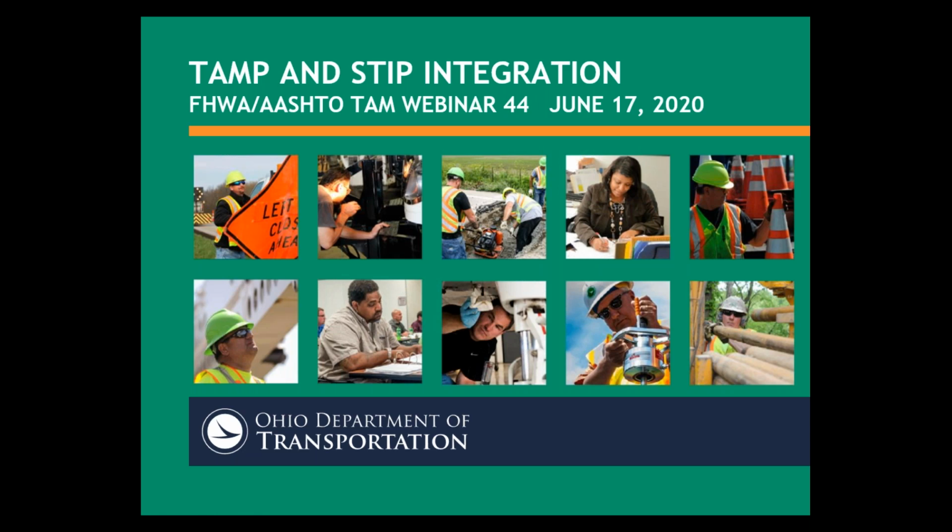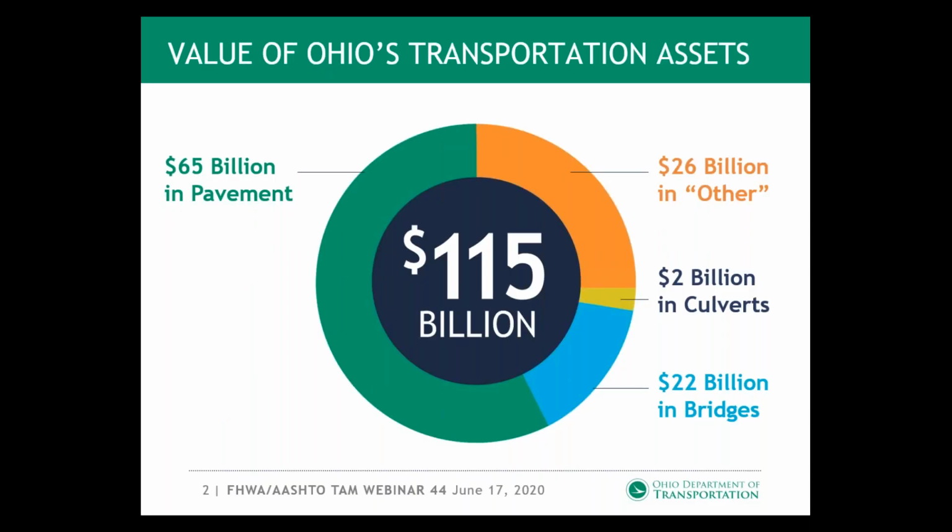To start off with here, let's give a little overview of Ohio's transportation assets. Obviously quite huge. We have approximately $115 billion worth of assets estimated in Ohio, 65 billion of them being the bulk in our pavements area, 22 billion in bridges, 2 billion in culverts, and the remainder in our other assets.